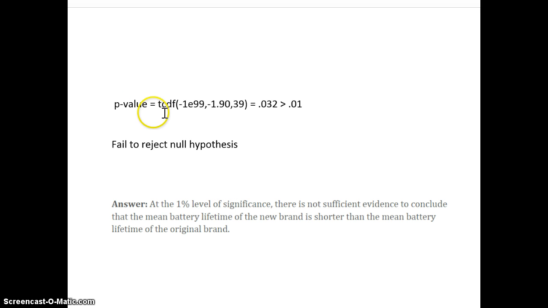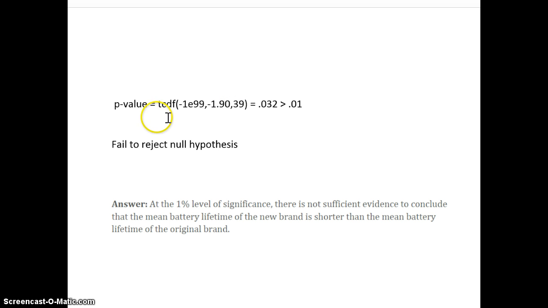Now, how do you get your p-value? Okay, well, if you go onto your TI, and when you look at normal CDF, you're going to see something very similar called t-CDF. This is for the t distribution. The parameters are just like the ones that you would have for your normal CDF: left endpoint, right endpoint. Then you have a third parameter, the degrees of freedom. The degrees of freedom are the number of data points minus 1. So there were 40 batteries being tested, so the degrees of freedom is 39.